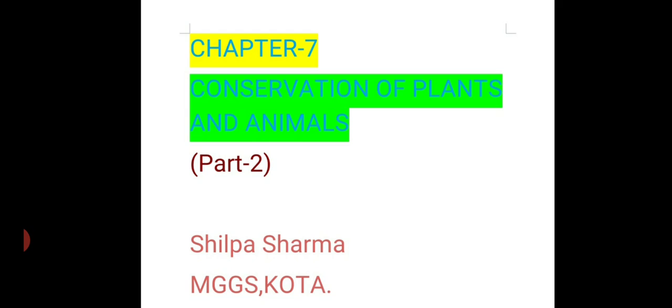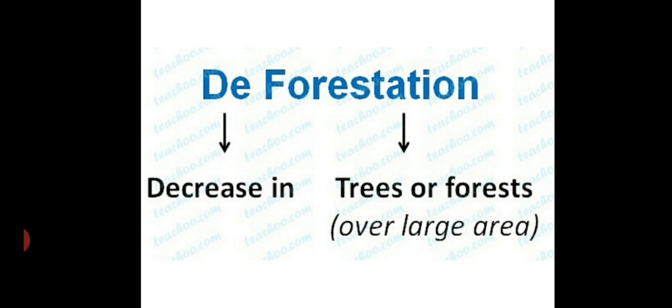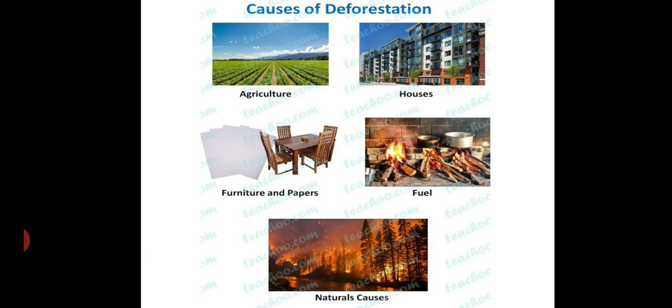Today we are going to continue with our chapter 7, that is Conservation of Plants and Animals. In the last class we discussed what is deforestation. Deforestation means decrease in trees or forest over a large area. We have also discussed the causes of deforestation.